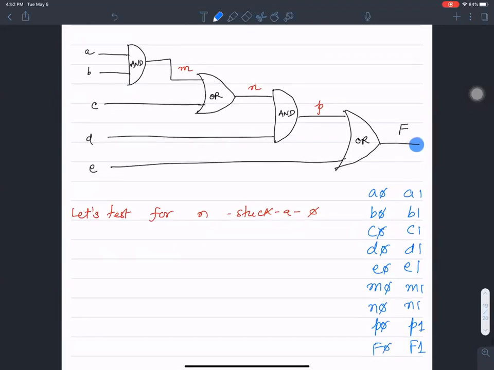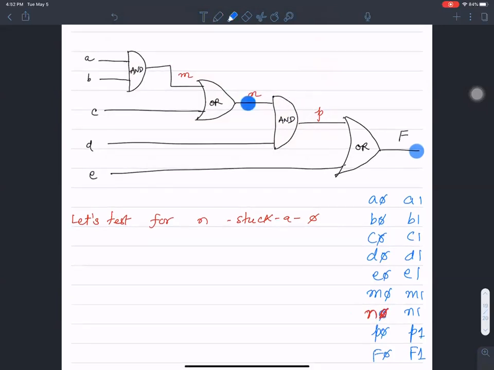If I can test for the presence of all of these faults, then I have thoroughly tested my combinational circuit. So let me start by looking at N stuck at 0, which is the N0 fault. That's the fault I'm interested in testing. It's an interesting concept. Let's see how I go about testing that. How can I test if N is stuck at 0? That's this node stuck at 0.